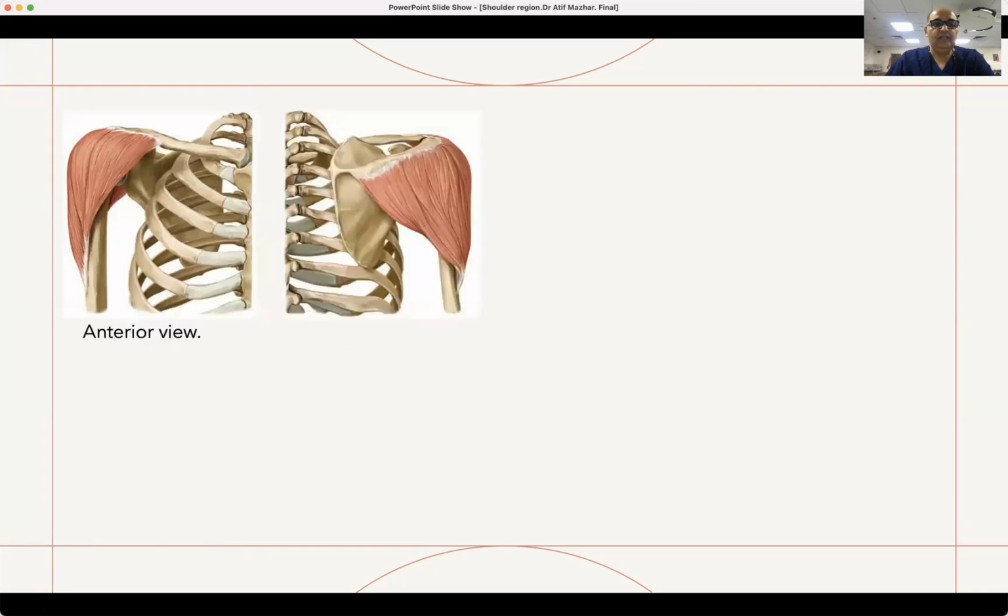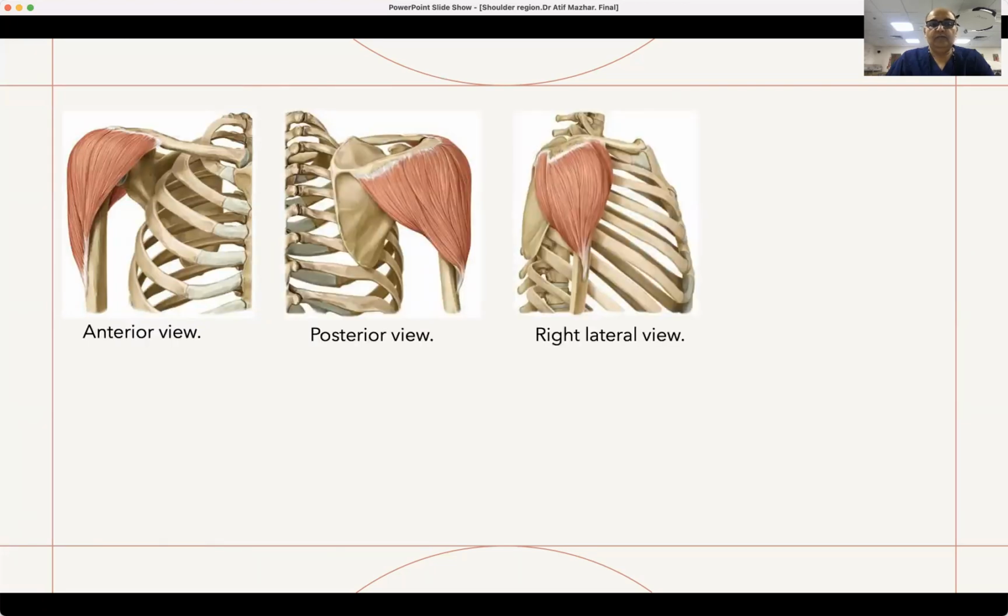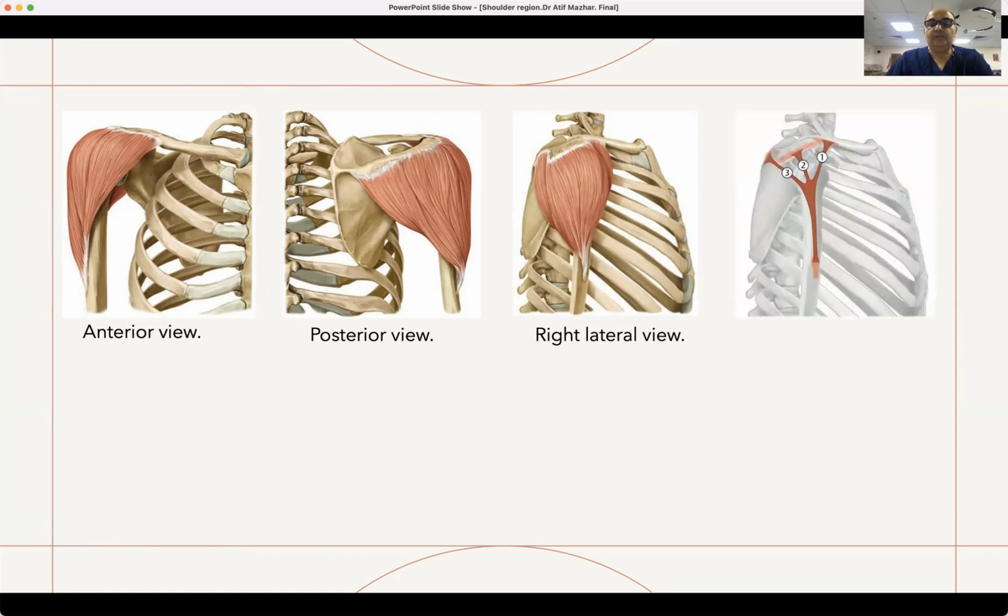So now we are looking at the different views of my deltoid muscle from the front, from the back, and from the lateral view. And this is the schematic picture which is showing you the anterior, middle, and posterior fibers.